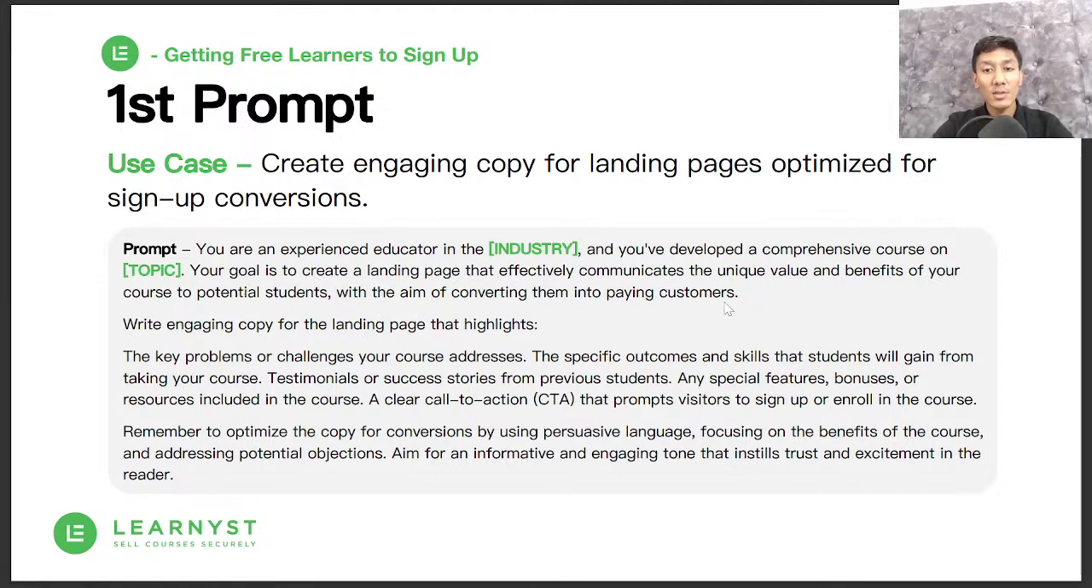So what you have to do is communicate what you want out of ChatGPT. For example, here we are communicating, your goal is to create a landing page that effectively communicates unique value and benefits. So these inputs will help ChatGPT to produce a much more refined output than what it would have produced if you had just asked, give me a landing page copy, right?